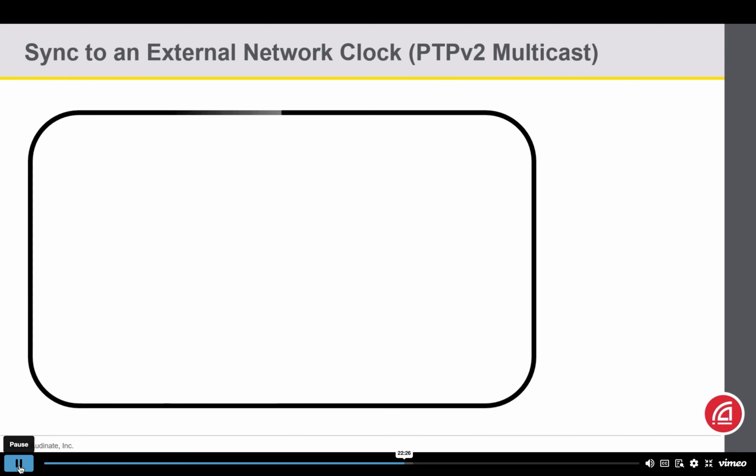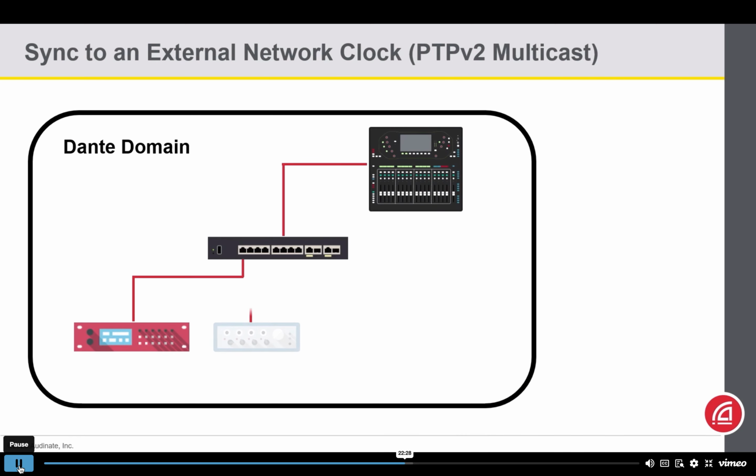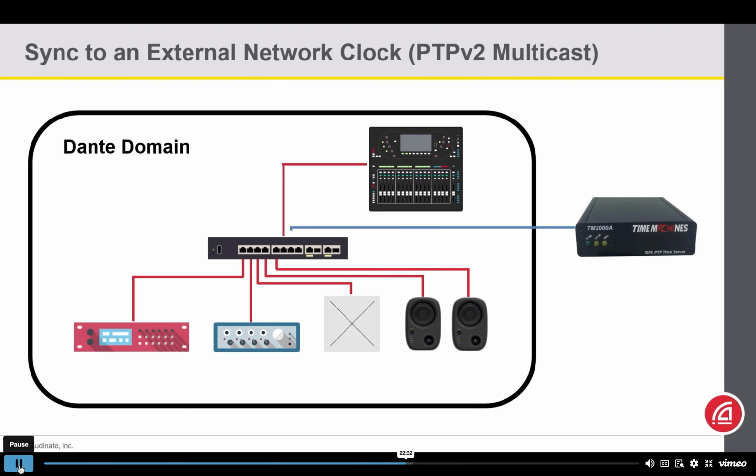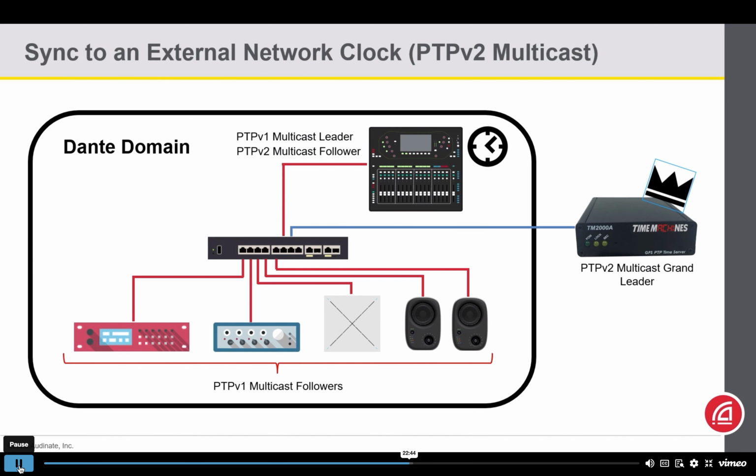Here in this example, I have my Dante domain and have all my Dante devices enrolled in that domain. Outside of that domain, there is another device that is functioning as a GPS clock. That device is outputting PTPv2 as an external grandmaster clock. So one of the devices in our domain will need to be a PTPv2 follower and therefore elected as the PTPv1 leader to sync all the devices that are not capable of syncing to PTPv2.